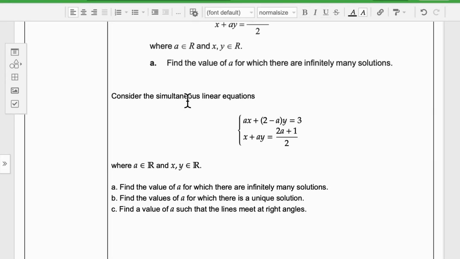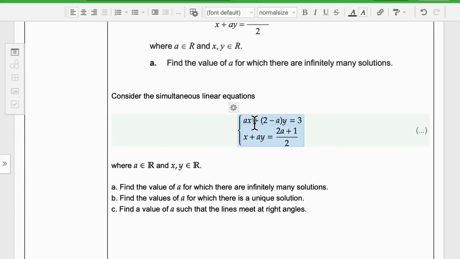Consider the simultaneous linear equations. So we have two equations that are written in terms of a, where a is a real number. For part a, it says find the value of a for which there are infinitely many solutions. For b, the value of a for which there is a unique solution, and the value of a such that the lines meet at the right angle.